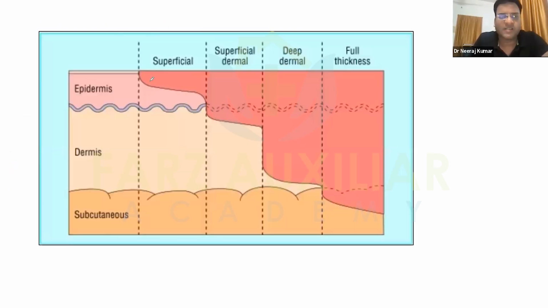Now, this is a small example showing the epidermis, dermis, and subcutaneous layer, where in the superficial burn, only the epidermis is involved and a small part of the dermis. Whereas in superficial dermal burn, the dermis is involved. In the deep dermal burn, most of the dermis, meaning two-thirds, is involved. And in the full thickness burn, apart from the dermis, the subcutaneous tissues and then bone and everything is going to get affected.